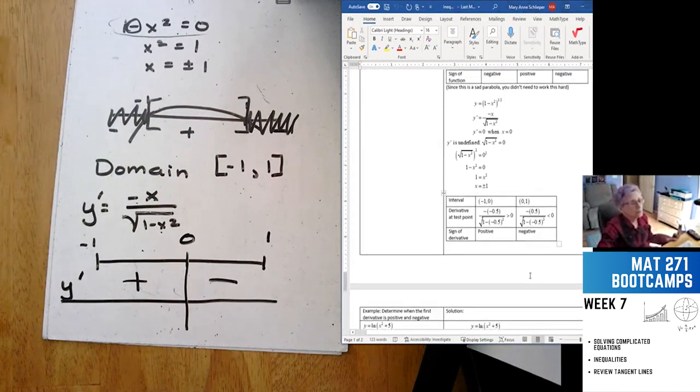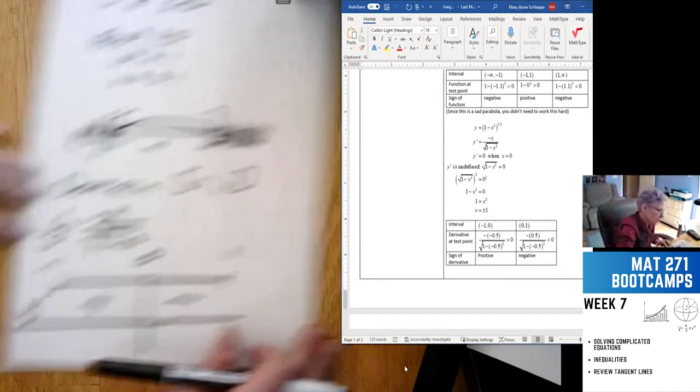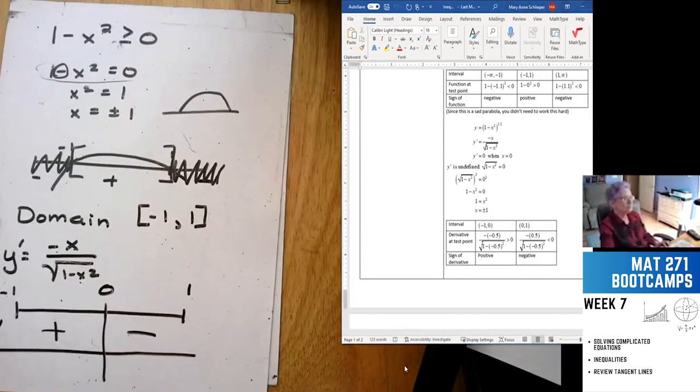And let's see. Oh no, I don't have the picture on this one. I have the picture on the other one. This one just looks like half of a circle.